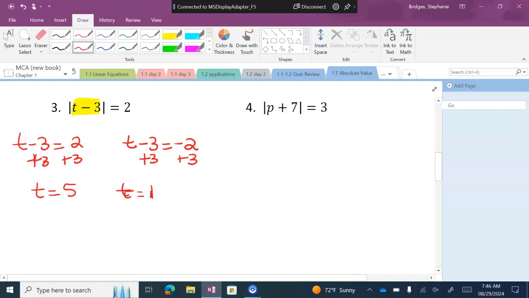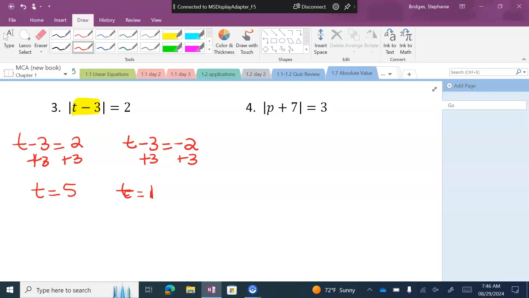And what I mean by checking it is if I go back to my original question, I can plug in each one of my numbers to make sure it makes a true statement. So for example, I can put 5 in. What's 5 minus 3? 2. And does the absolute value of 2 equal 2? Yes. So we know that one is true. And then we can do the same thing again for 1. I plug in 1.